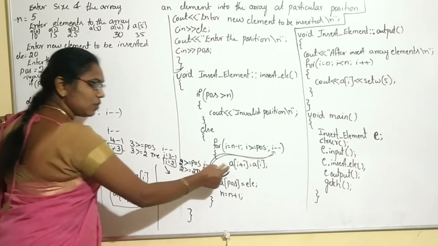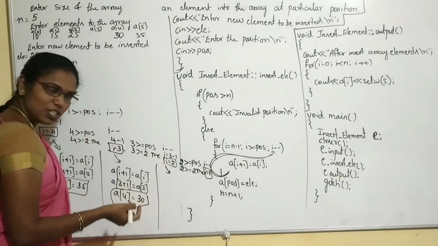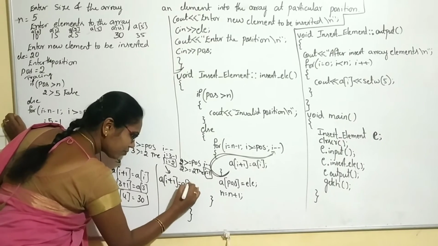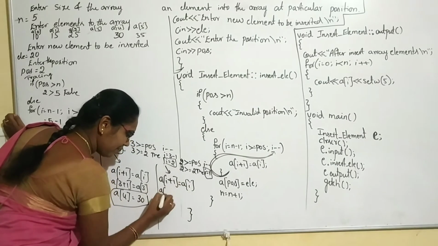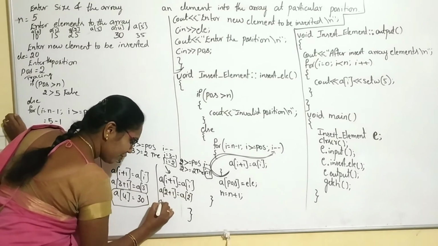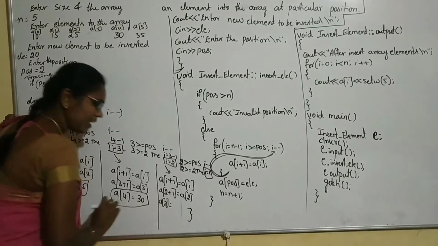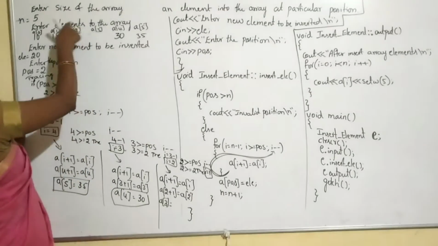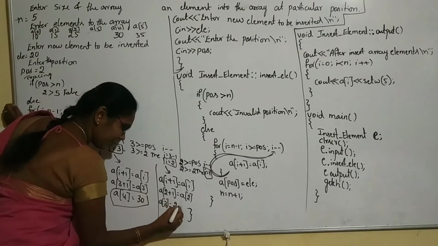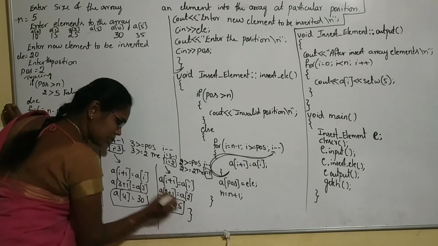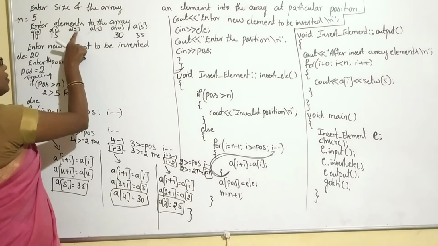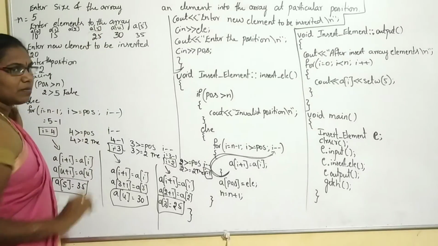By using the value 2, again the statement will be executed. What is the statement? A of I plus 1 equals A of I. A of I plus 1 means I value is 2. 2 plus 1 equals A of 2. Then A of 2 plus 1 means 3. A of 3 equals A of 2. In the A of 2 position, which element is present? 25. Now, the 25 element is shifted to which position? A of 3 position. So, this element 25 is shifted to A of 3 position.